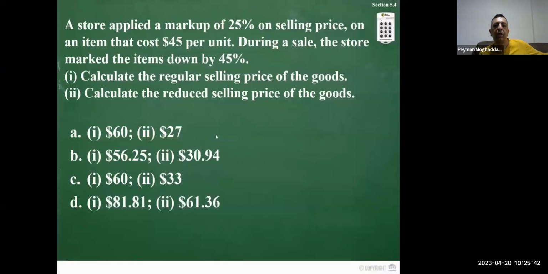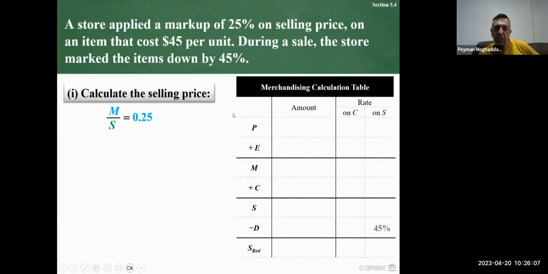All right, so a store applied the markup of 25% on the selling price on an item that costs $45 per unit. Okay, so 25% on the selling price. During a sale, the store marked the item down by 45%. Calculate the regular price of the good. Calculate reduced selling price of the good. Okay, let's do it here together.